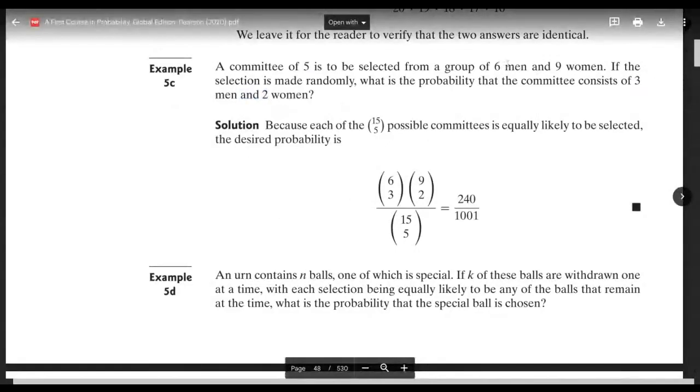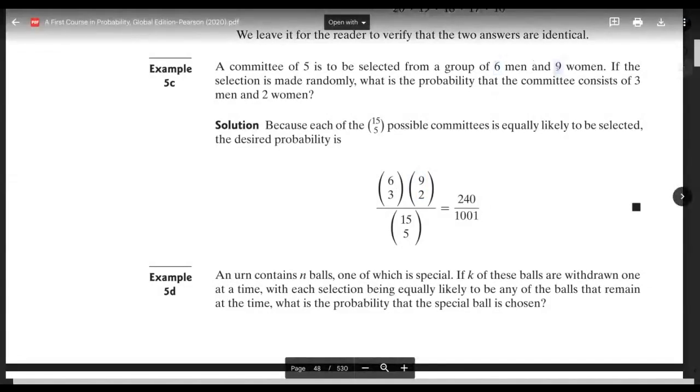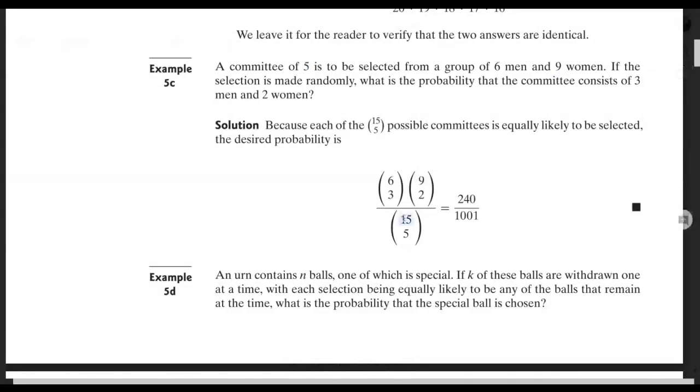So by counting principle, we could just multiply. Those are our events, right? So out of 6 men, we want to choose 3. Out of 9 women, we want to choose 2. Then how many choices for having 3 men and 2 women? We multiply those 2 by counting principle. What is our sample space? Well, we have 6 plus 9, we have 15. Out of 15, how many we want to choose? We want to choose 5. So sample space is 15 choose 5. So we do the calculation, in the end, we get this number.